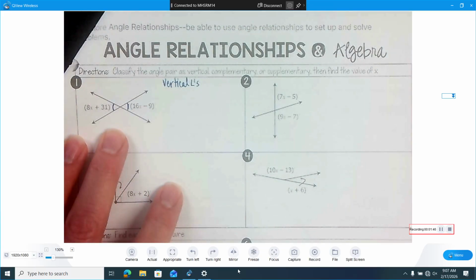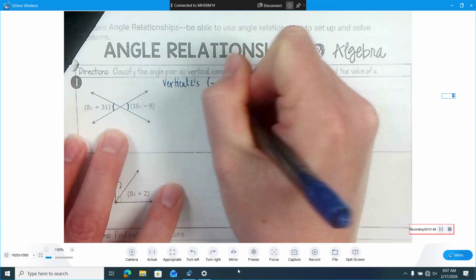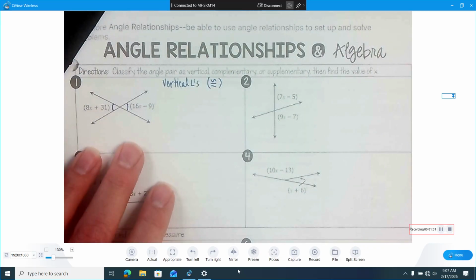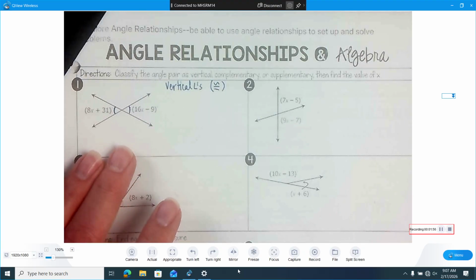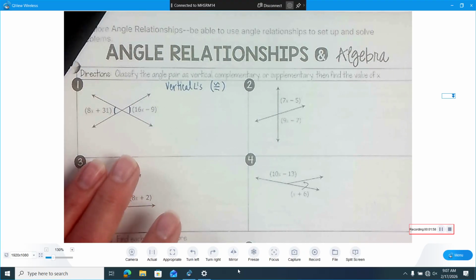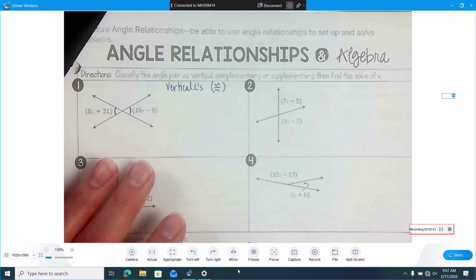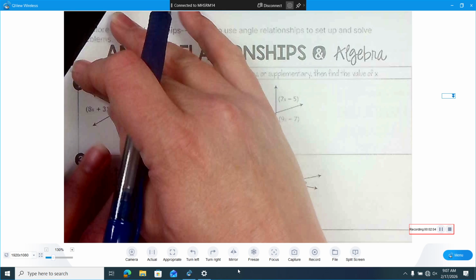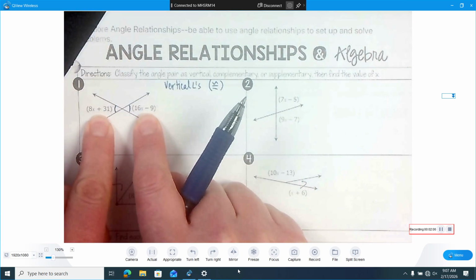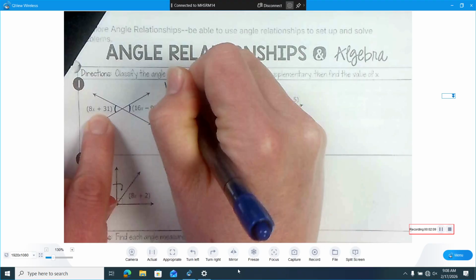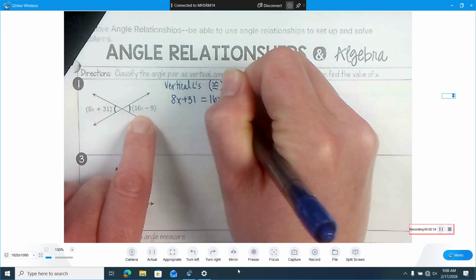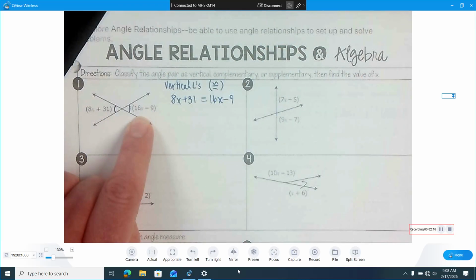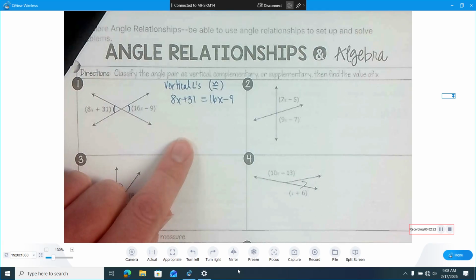So we're going to write vertical angles, and we know that vertical angles are congruent. If vertical angles are congruent, then I can write an equation. What equation do you think I can write? What does congruent mean? They're equal, yeah. So each angle, we're just going to set them equal to each other. So 8x plus 31 is going to be equal to 16x minus 9. And so when they're congruent, they are equal to each other. We just set them equal. Now this is an equation that we can solve for x.